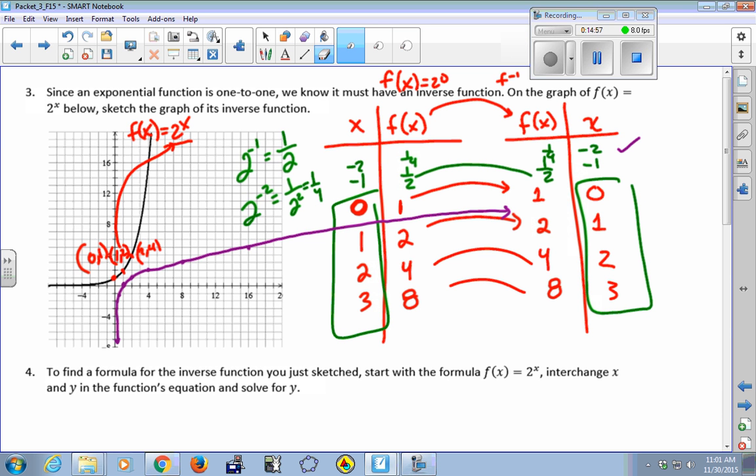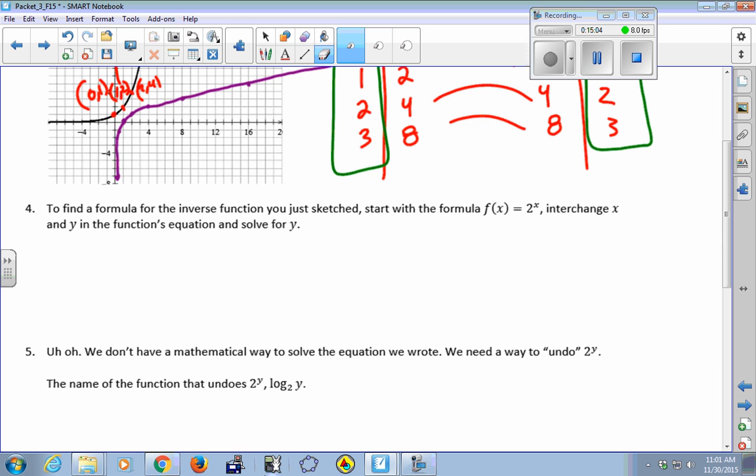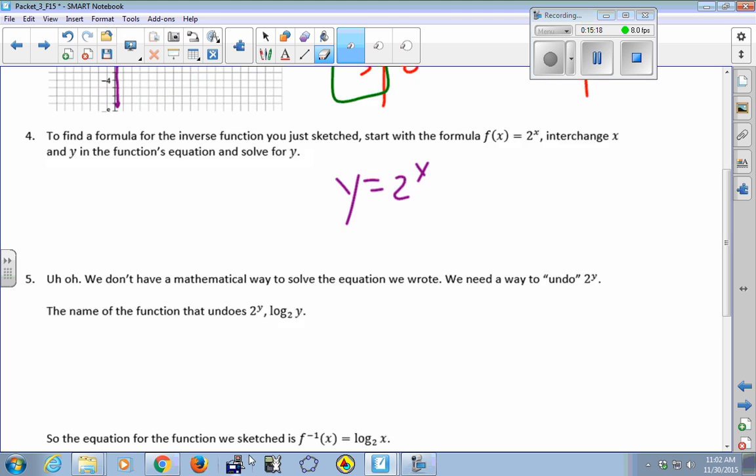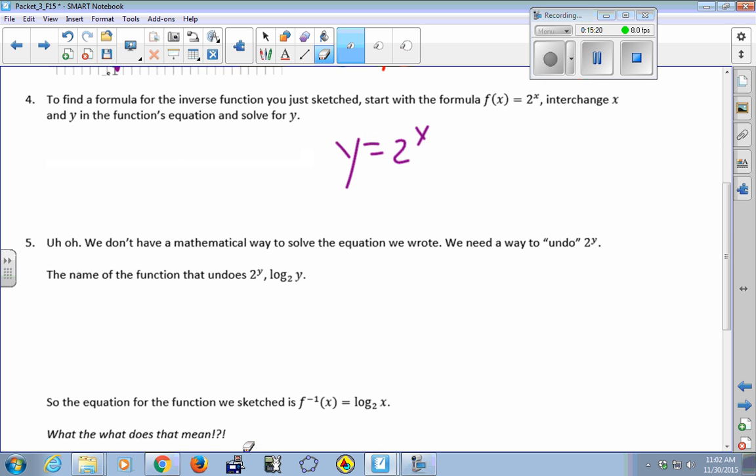We still don't have a name for it. We're just calling it the inverse of 2 to the x right now. All right, we already saw that we have a problem when we try to undo that exponential. We don't know how to undo it. We don't know how to get that x out of the air, so to speak. So the only way we can undo it is with something called log. The inverse of an exponential function is a log function. So they are inverses of each other.